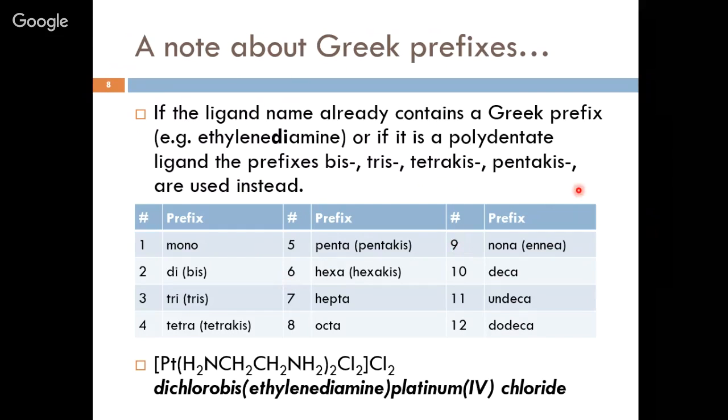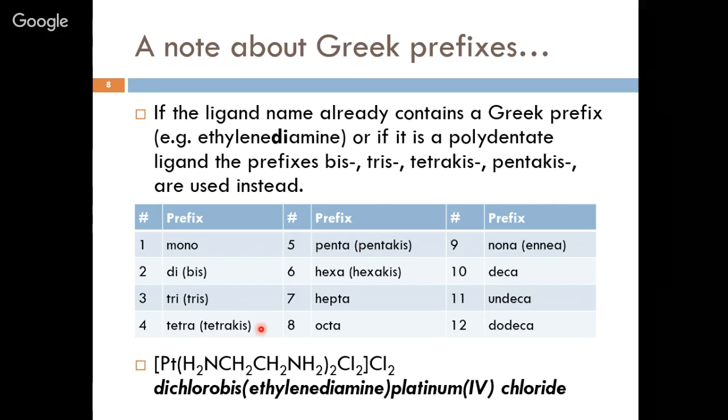So just a reminder of the prefixes, and then a special note about how we use them in inorganic compounds. The Greek prefixes are in the table down here if you've forgotten what they are. And in parentheses are the special ones that we use in a certain case. Some of the ligand names already contain a Greek prefix. So ethylene diamine is an example.